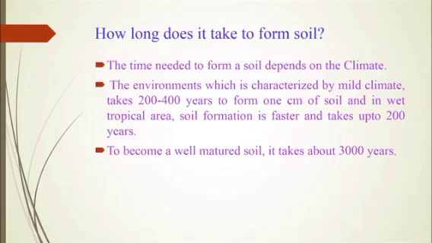How long does it take to form soil? The time needed to form a soil depends on the climate. The environments which are characterized by mild climate take 200 to 400 years to form 1 centimeter of soil, and in wet tropical areas, soil formation is faster and takes up to 200 years. To become a well-matured soil, it takes about 3000 years.